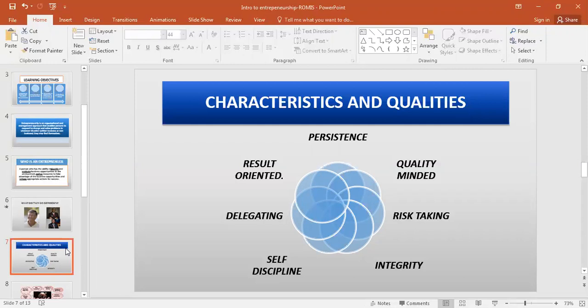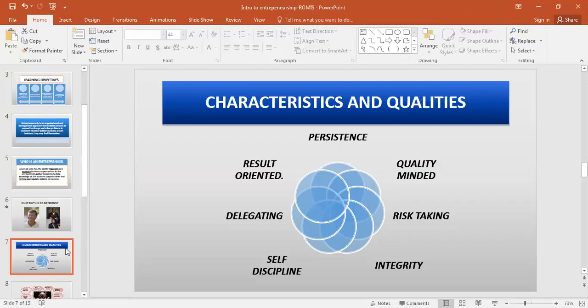So you don't just throw your money around going into any business. You must first of all analyze the risks. That is where calculated risk comes in. So we don't just take any risks, you take calculated risks.